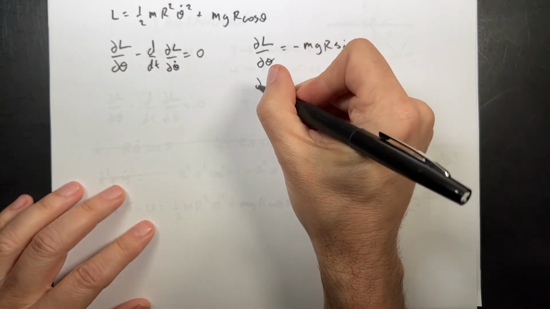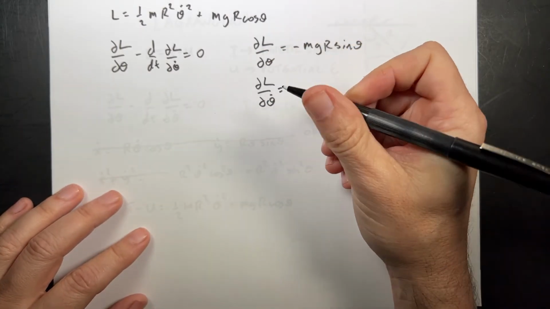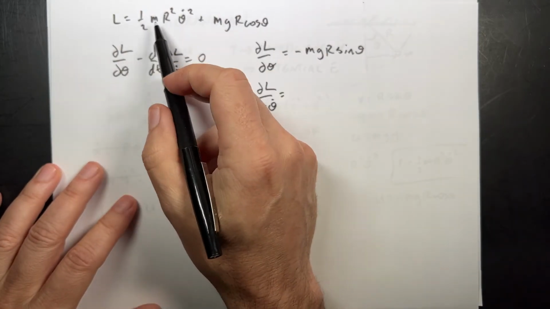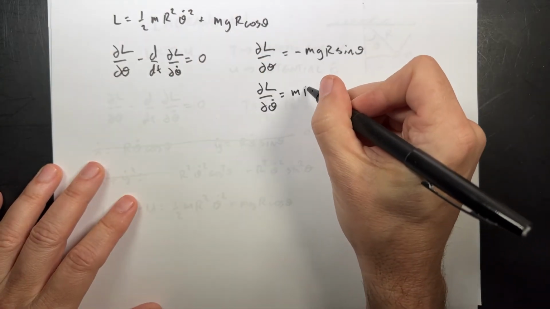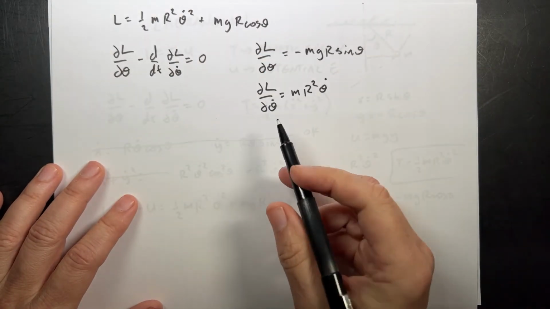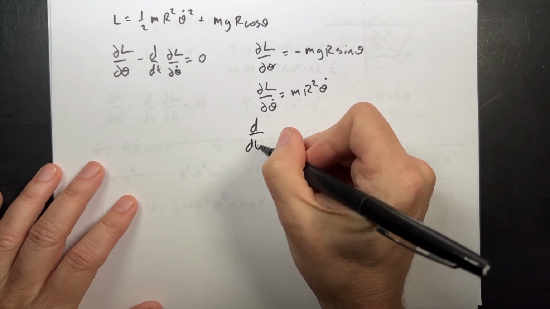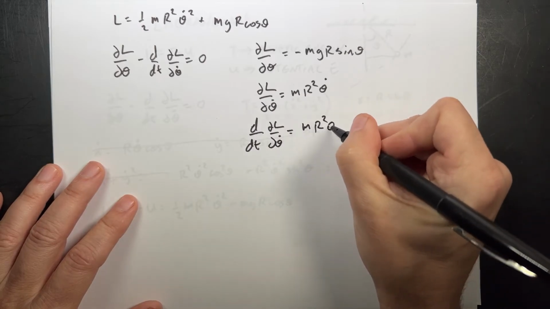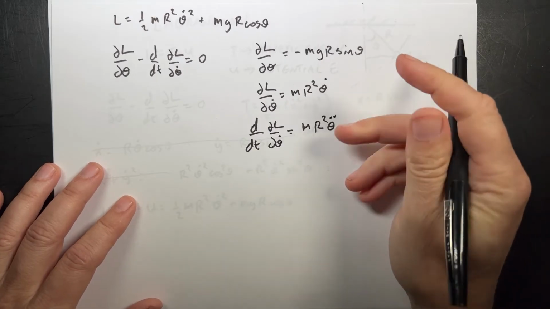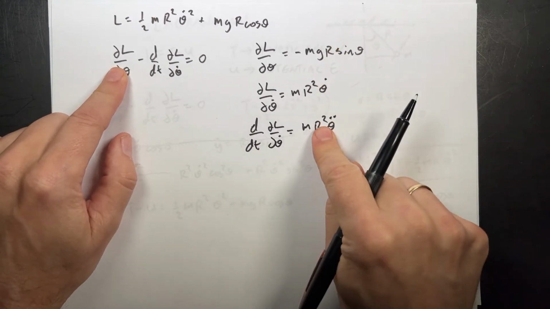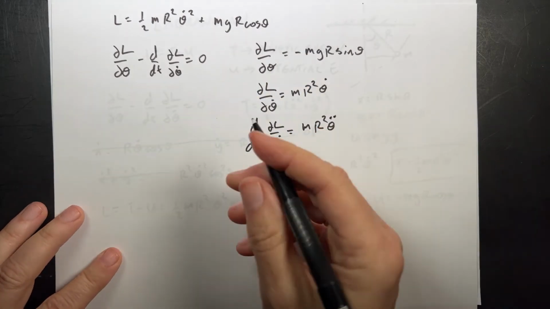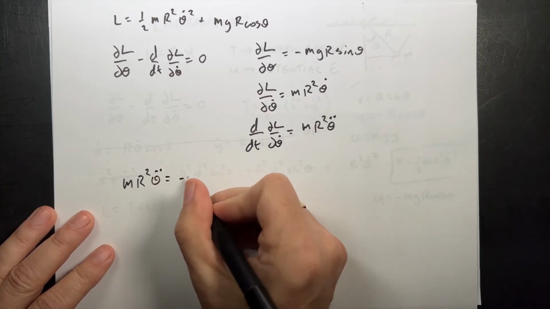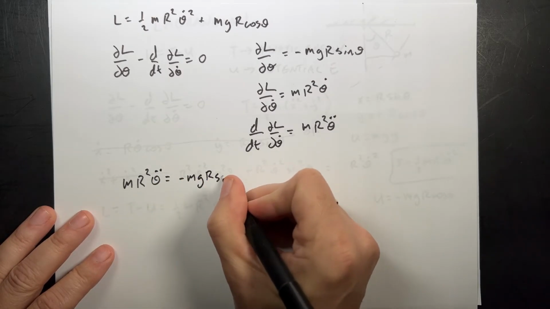Now let's do this. The partial of L with respect to theta dot. Well, there's only one theta dot. It's right there. And I can use the power rule, right? So I bring the 2 down, I get 2 over 2, and then I get m r squared theta dot. Now I can take the derivative with respect to time of the partial of L with respect to theta dot, which is m r squared theta double dot. That's the only thing that changes with time. And if this minus that is equal to 0, then this has to be equal to that. So I get m r squared theta double dot equals negative mg r sine theta.